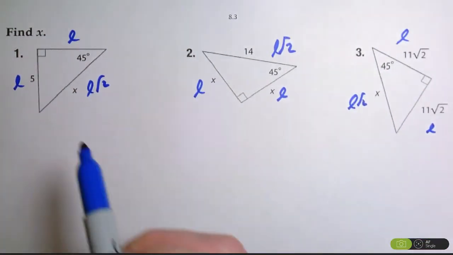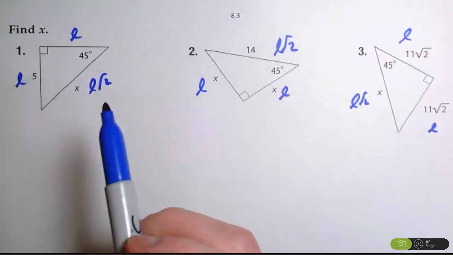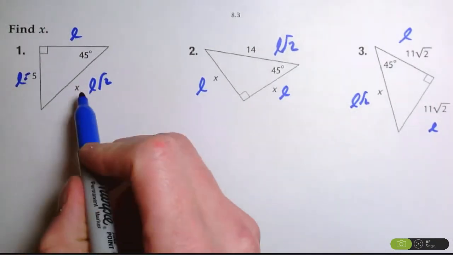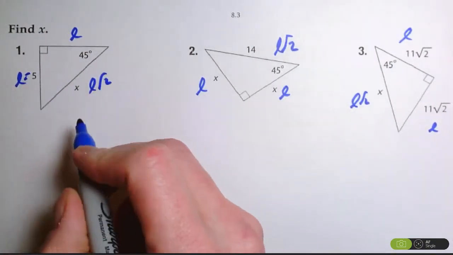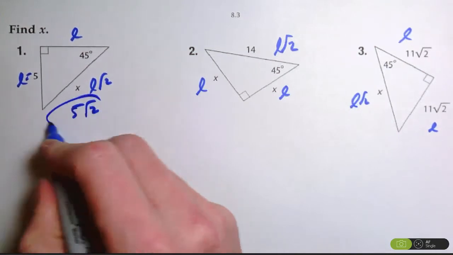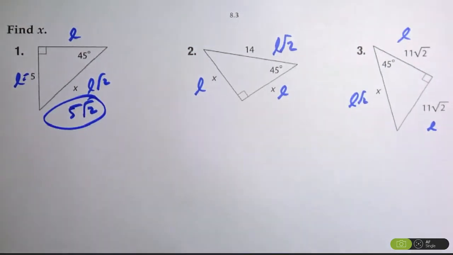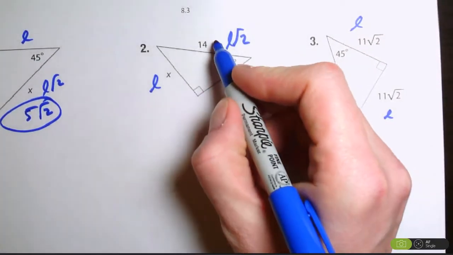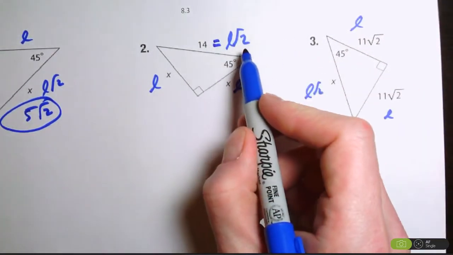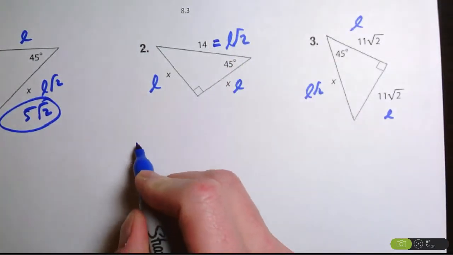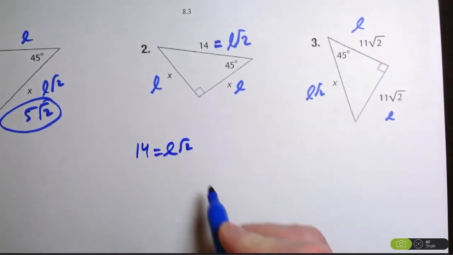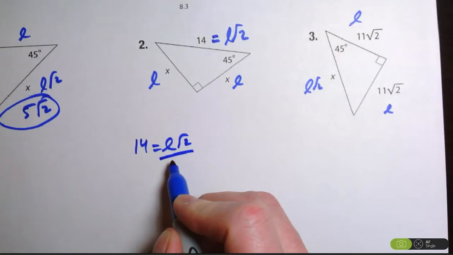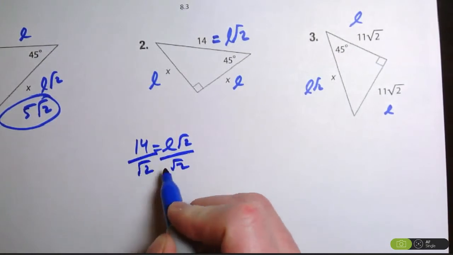Okay. So for number 1, it's easy. L is 5. So the hypotenuse is L times root 2, so it's just 5 times root 2. That's it. Where it gets tricky is problems 2 and 3. Because in number 2, the hypotenuse is L root 2, so it means 14 equals L root 2.